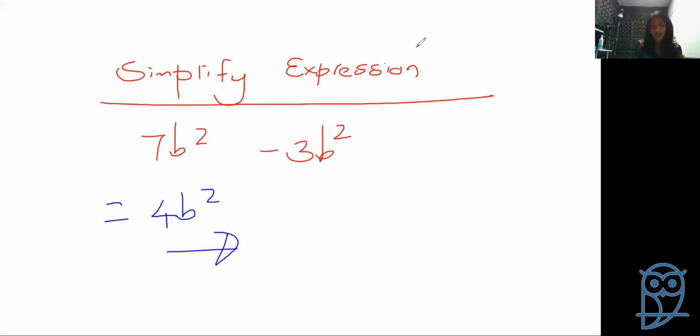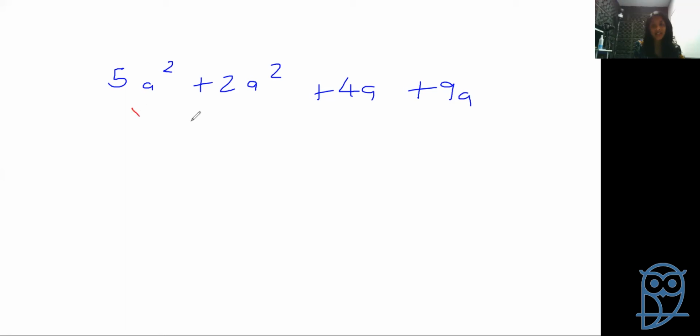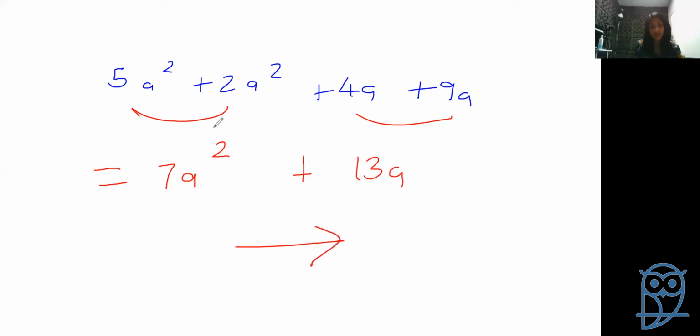Let's try something slightly more challenging. So if we say 5a squared plus 2a squared plus 4a plus 9a. Okay, first thing we do is we add the like terms. So in this instance, 5a squared plus 2a squared is going to give us 7a squared, and 4a plus 9a is going to give us 13a. Remember, they do not look identical, so we cannot add terms together that do not look alike.